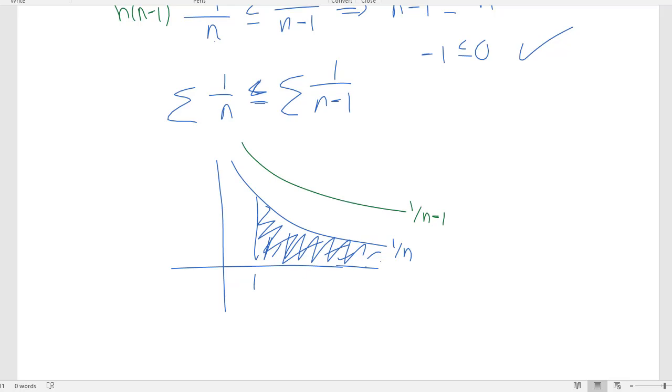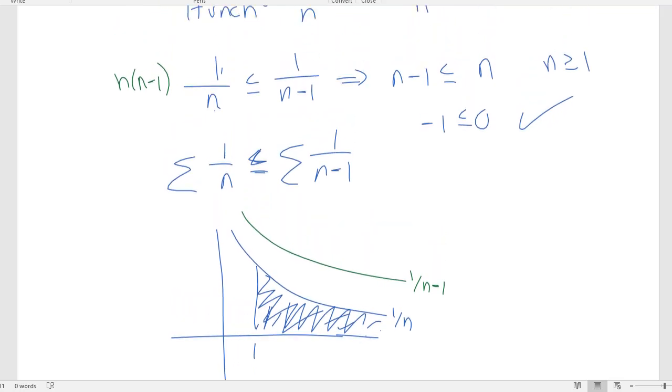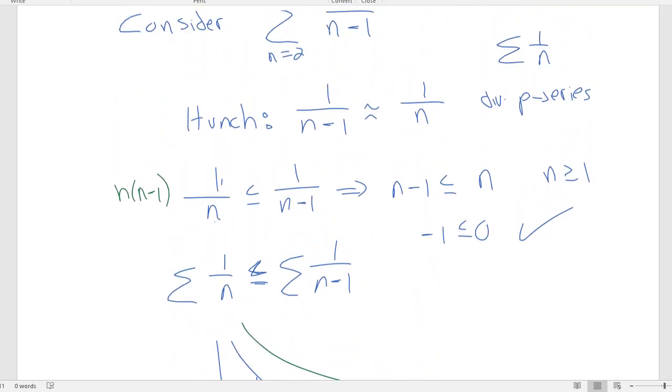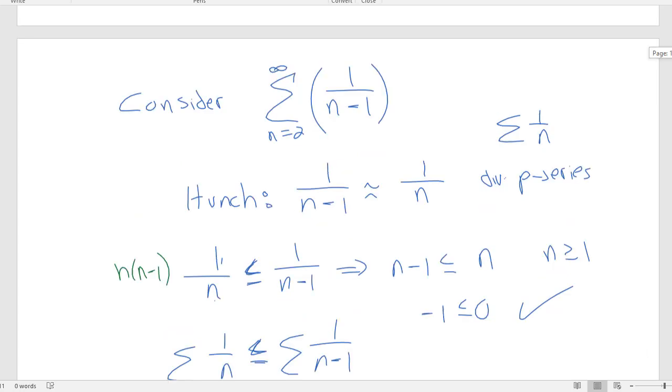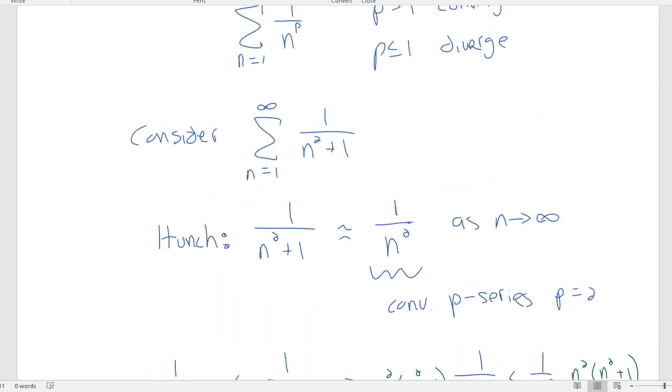Now, I just want to point out to you here the direction of our inequalities, and then I'm going to write the formal statement. So the series that we were testing in this example, 1 over n minus 1, was a little bit bigger than our hunch. Or in other words, our hunch was smaller than the series I'm testing. So if I'm trying to show divergence, I want my hunch to be smaller than the series that I'm testing. So again, anything smaller that diverges, anything larger will also diverge. And when I'm trying to show convergence, I need the inequality to be in the other direction.